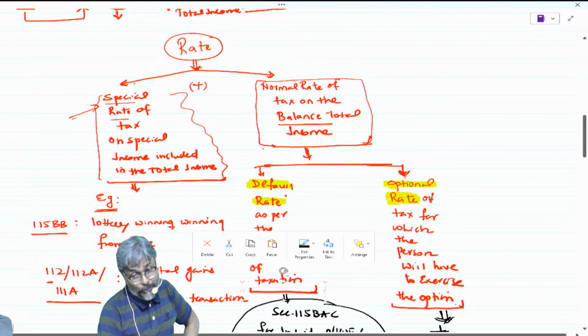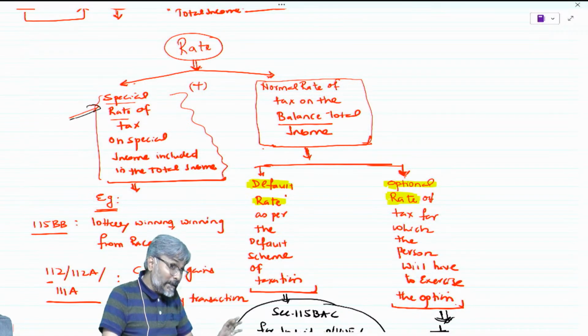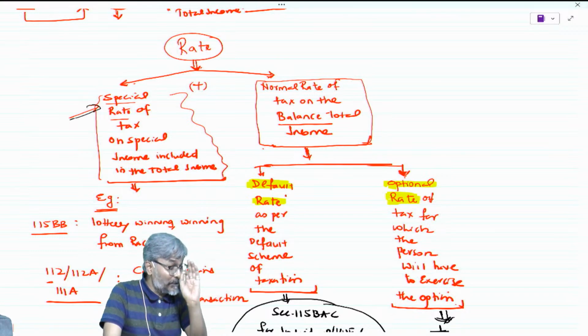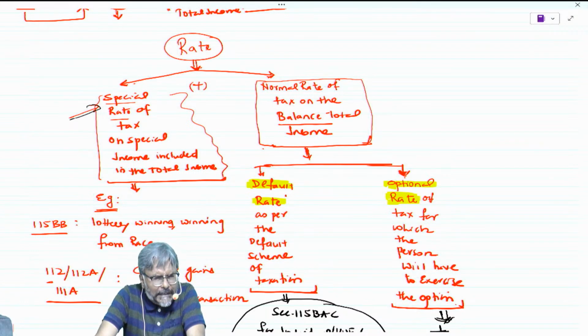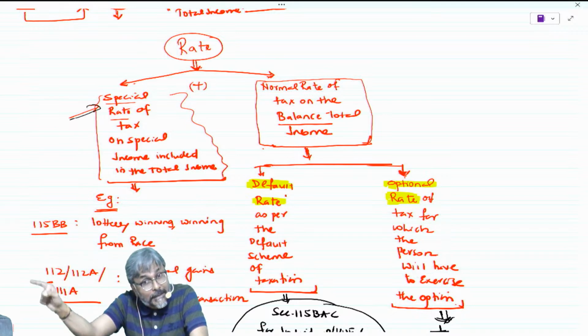Now rate of tax, I told you there is a special rate on the special income. If there is a special income, please pay attention to my question. If there is a special income, then on that special income apply the special rate.